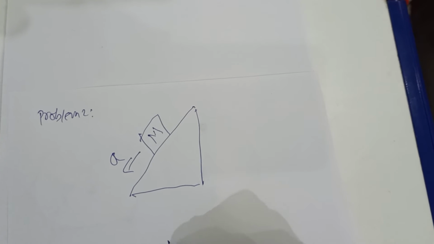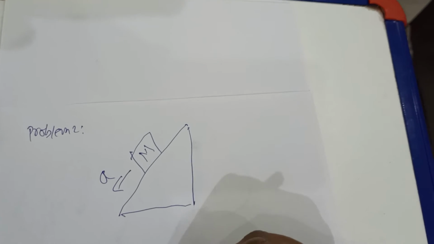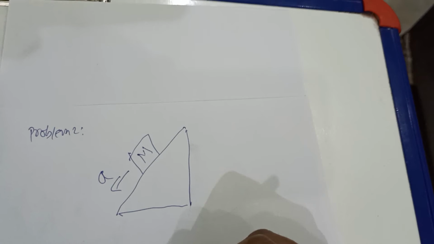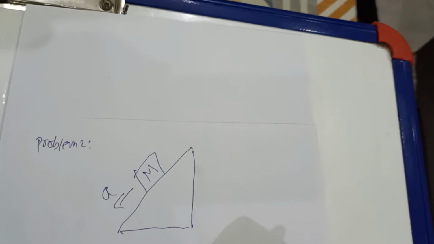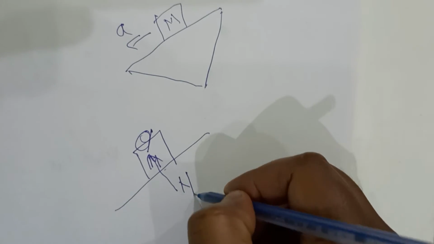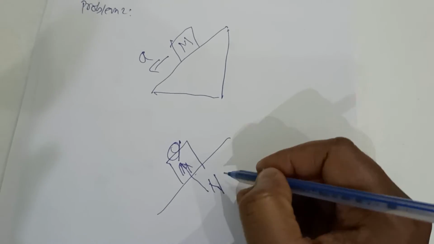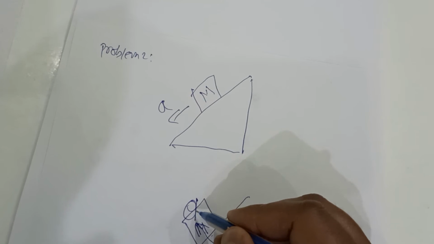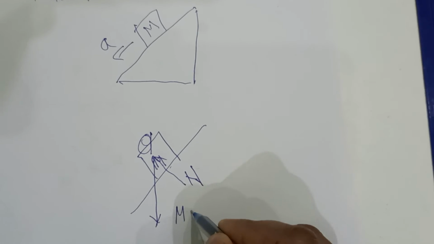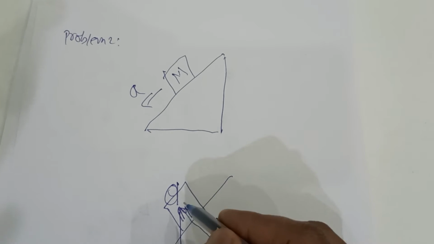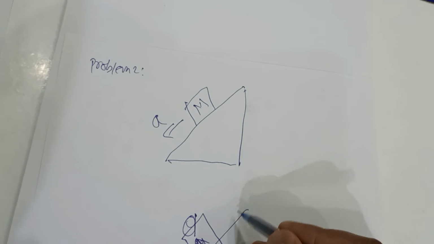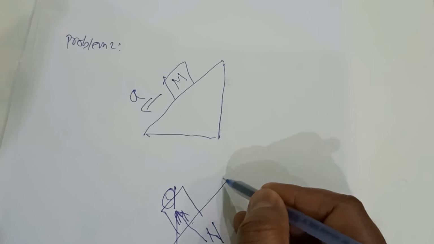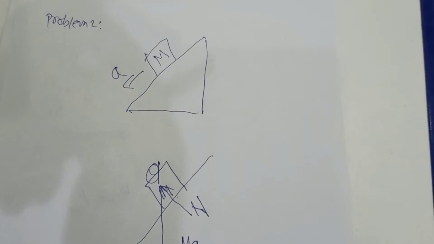So we'll try to draw the free body diagram for the mass m. This is the plane, so this will exert a normal force on the block, and its weight will act in a downward direction. So this is mg. Obviously we are considering this is a smooth surface, so there is no friction.